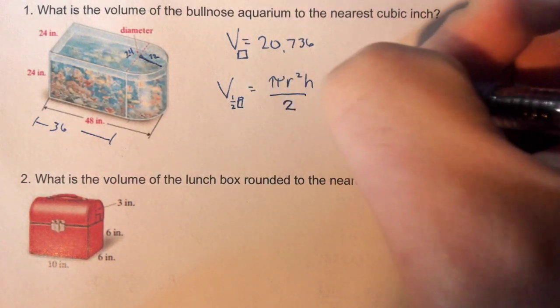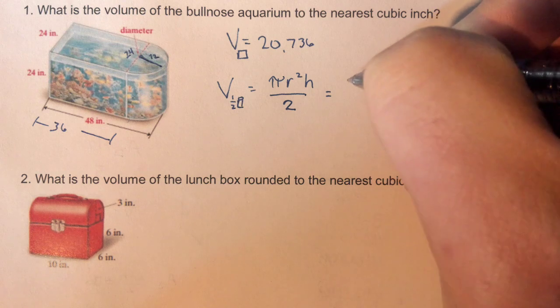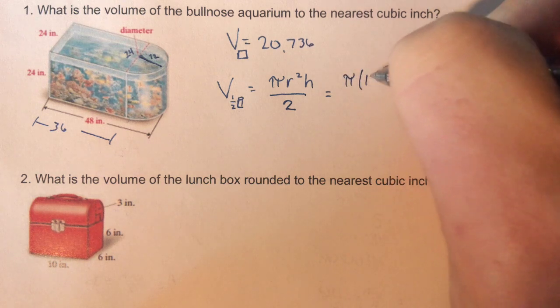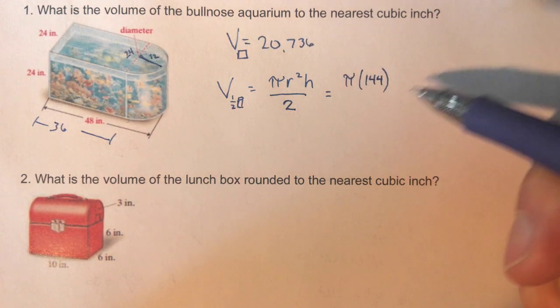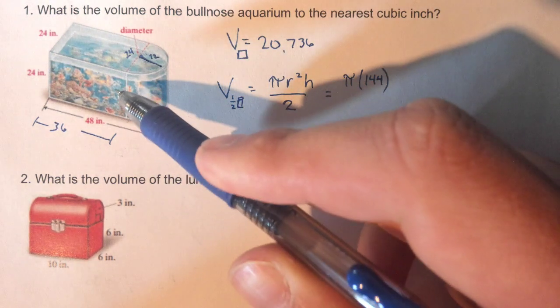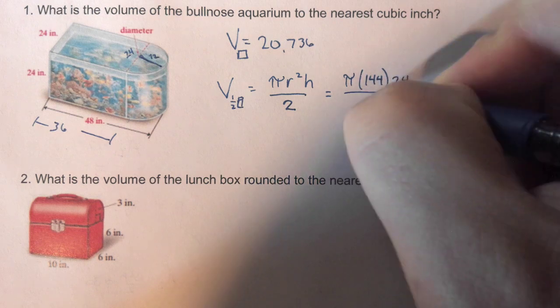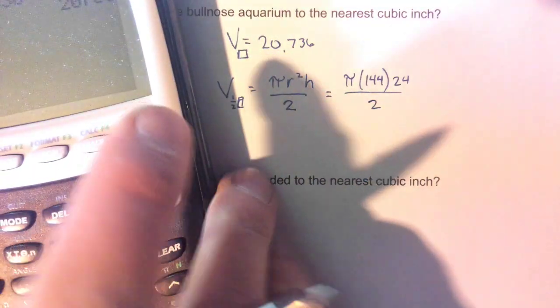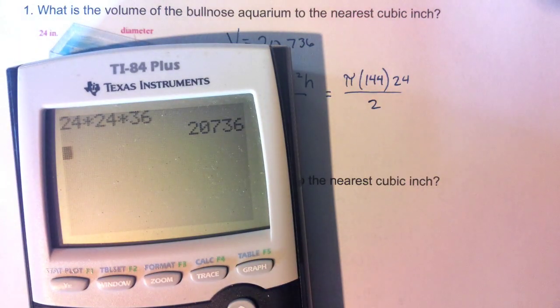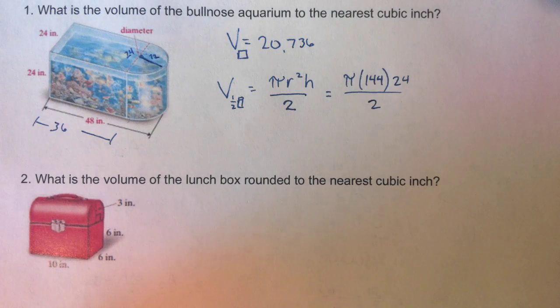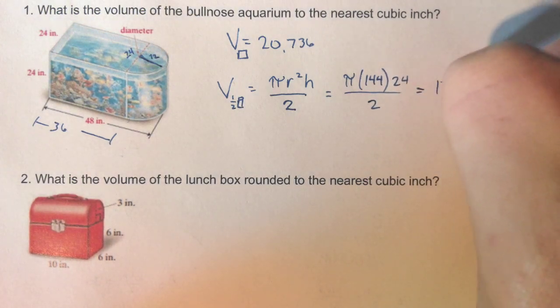What's the radius? 12. So that'd be pi times 144. I'm just going to go ahead and square it now. And then what's the height of the fish tank? 24 divided by 2. Okay, so let's just type that in. I'm not going to do pi yet. 144 times 24 divided by 2. So it's 1,728 pi.